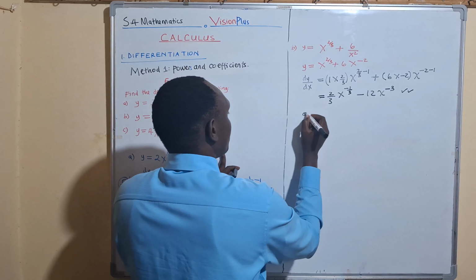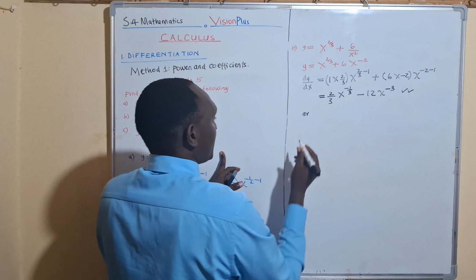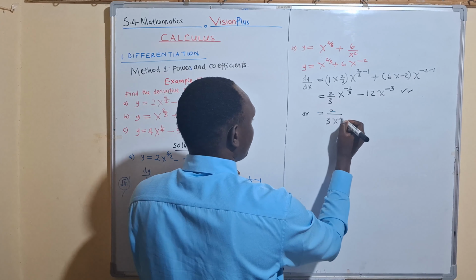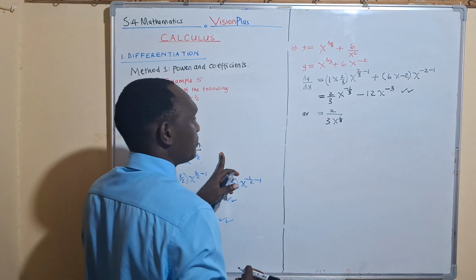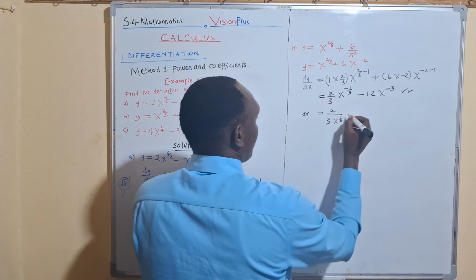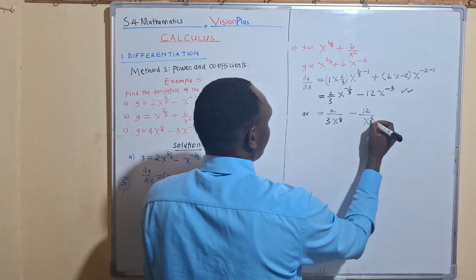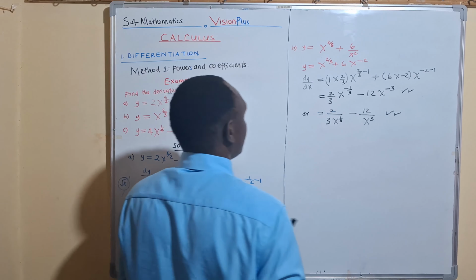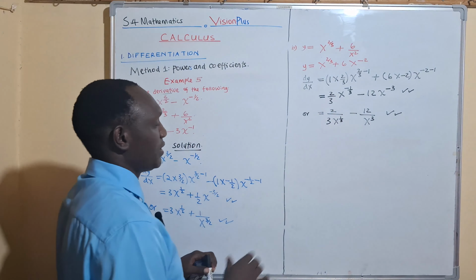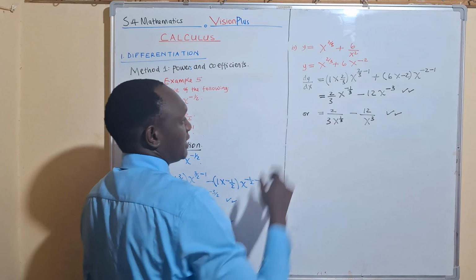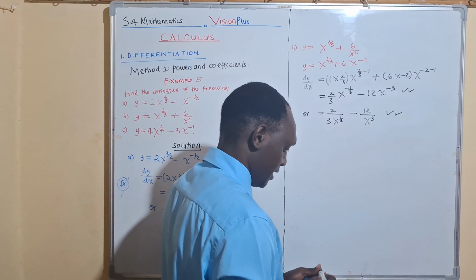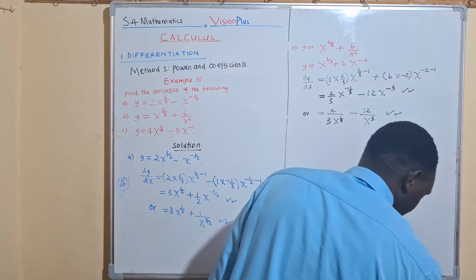But in case you want the positive powers of x, you can have 2 out of 3 x power positive 1 out of 3 minus 12 over x power 3. Those are the laws of indices. Either way, your answer is correct, but always leave the answer that you get first. And that makes the solution to part B.